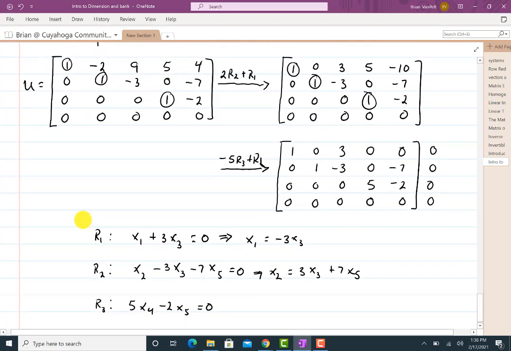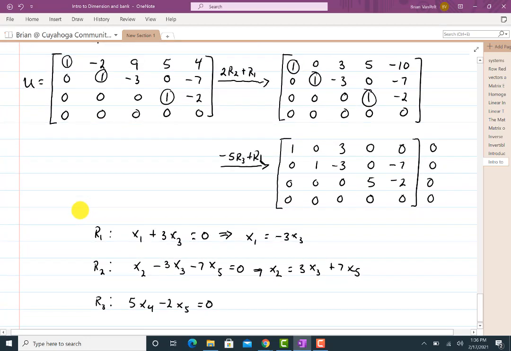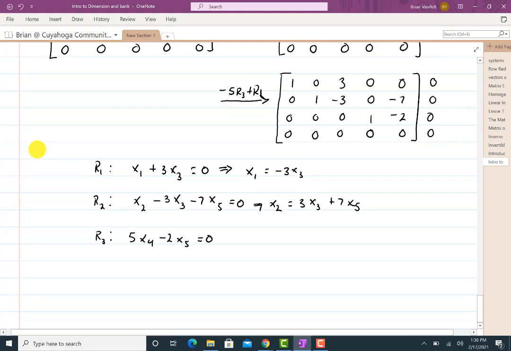I don't know why that turned to a 5. So x4 minus 2x5 is equal to 0. So that tells me that x4 equals 2x5.